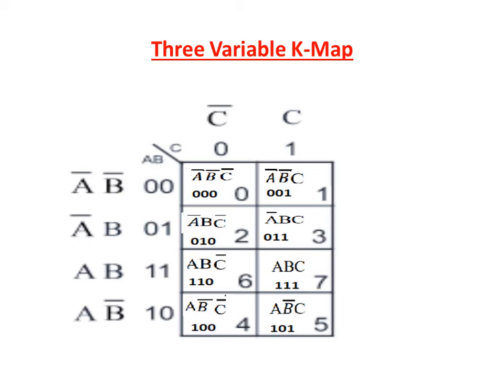Now if you are seeing that the difference between the cell 2 and cell 6 is single variable, that is 0, 1, 0 and 1, 1, 0. Only single bit change from one cell to other cell. So we are following the gray code sequence in the K-map to get single bit change from one cell to other cell.